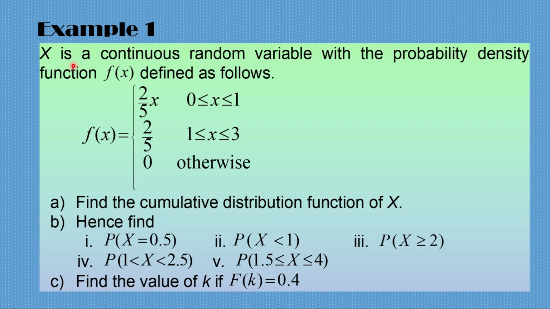Example 1. X is a continuous random variable with the probability density function f(x) defined as follows. A. Find the cumulative distribution function of X. B. Hence find the related probability problems. And C. Find the value of k if F(k) is equal to 0.4.